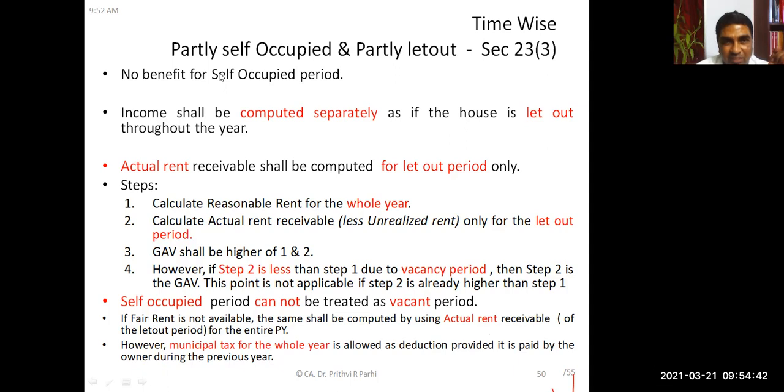But in this case, if the house is partly self-occupied and partly let out, municipal taxes for the whole year can be allowed. When it is area-wise, we have seen what we are doing: municipal taxes were proportionately divided. But when it is time-wise, we are treating it as if it is let out for the whole year, and municipal taxes for the whole year will be deducted. Are you getting it?